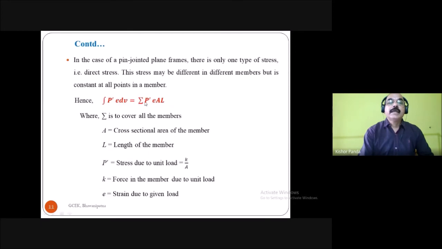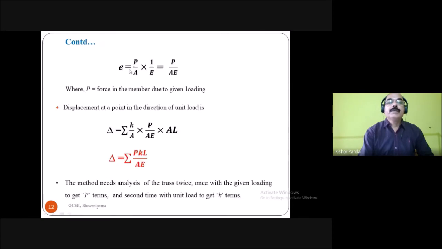So here you see the strain. This is the strain due to given loading. So E is equal to P by A into 1 by E, where P is the force in the member due to given loading, and A is the area of the member, and E is the modulus of elasticity. So this is your strain due to the given loading. The strain is equal to force in the member divided by area of the member into the modulus of elasticity.